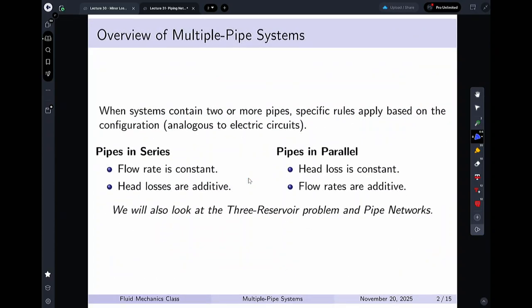Okay, so again, for series, flow rate is constant, head losses are additive. In parallel, head loss is constant, flow rates are additive. And we're going to look at 3 different cases.